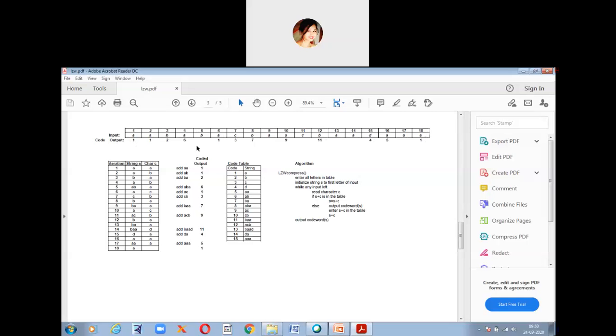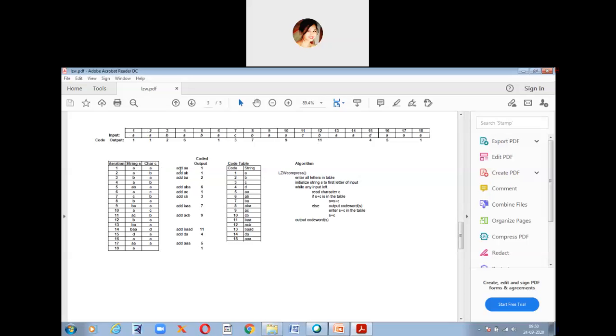Now you have to write the characters. Start from here. While any input is left, read the character C. So first you read these characters: A, B, C, B, A. From the second character we start. Then you can see the coded output we have written. If S plus C is in the table, then S equals S plus C. These are all in the table, because we just took them from this table to here. So just add this up.